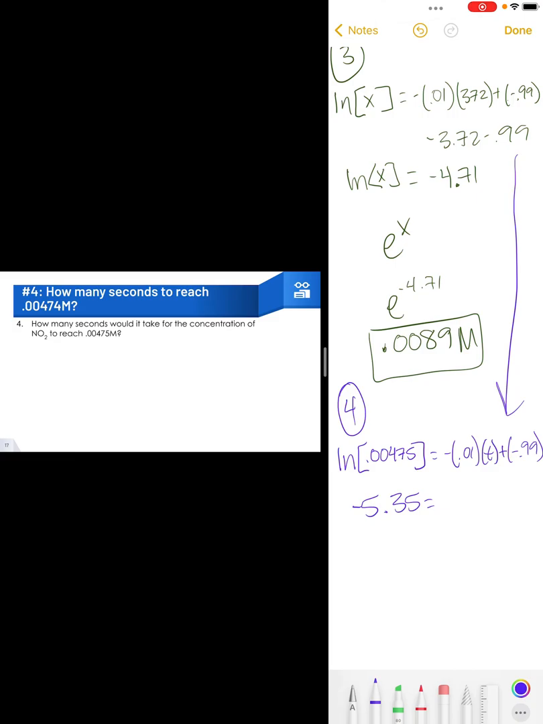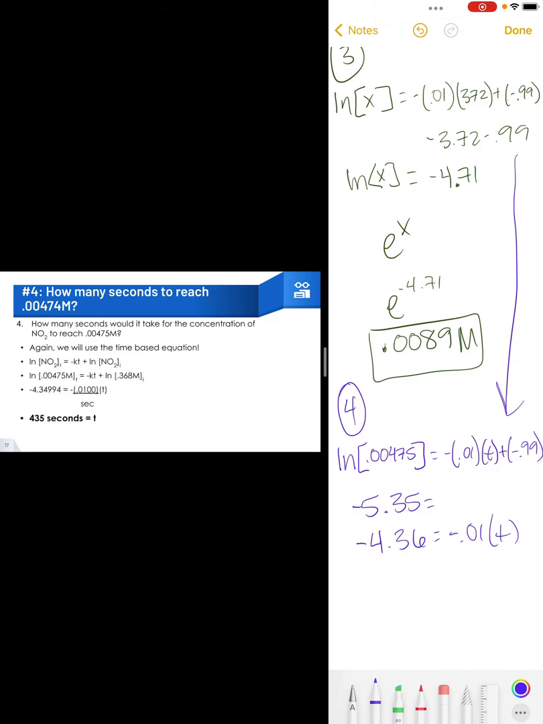Next thing I'm going to do is add 0.99 to that. So negative 4.36 equals negative 0.01 times time. If I want time by itself, I'm now going to divide by negative 0.01. Let's make sure we're doing all this math right. Perfect. And I also got this in my calculator. It's going to be about 435 seconds. 436 maybe if you round.